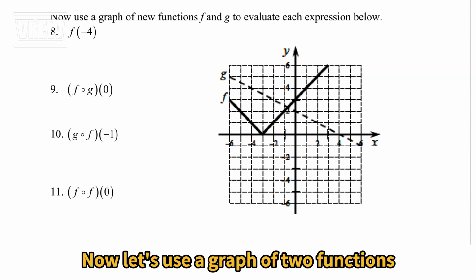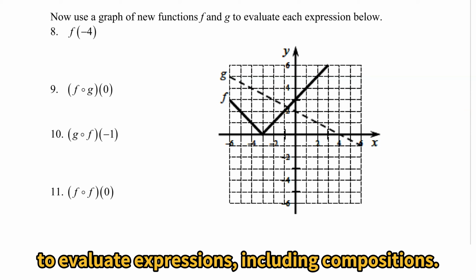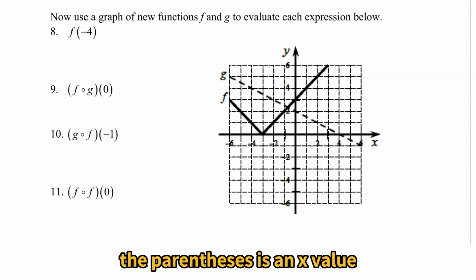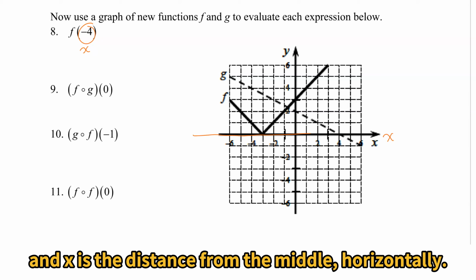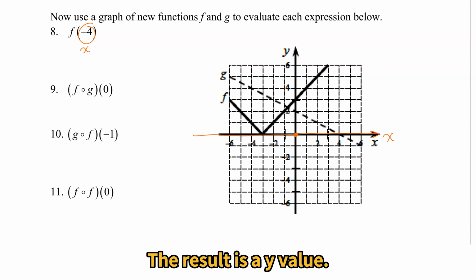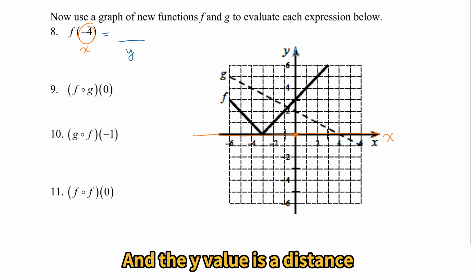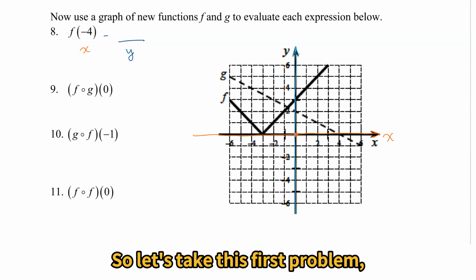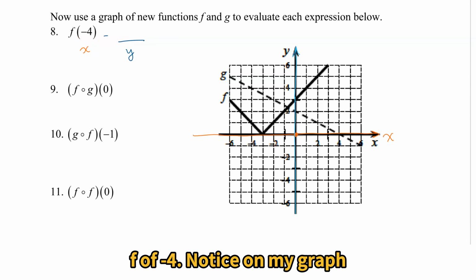Now let's use a graph of two functions to evaluate expressions, including compositions. Recall that the number inside the parentheses is an x value, and x is the distance from the middle horizontally. The result is a y value, and the y value is a distance vertically from the middle. So let's take this first problem, f of -4.